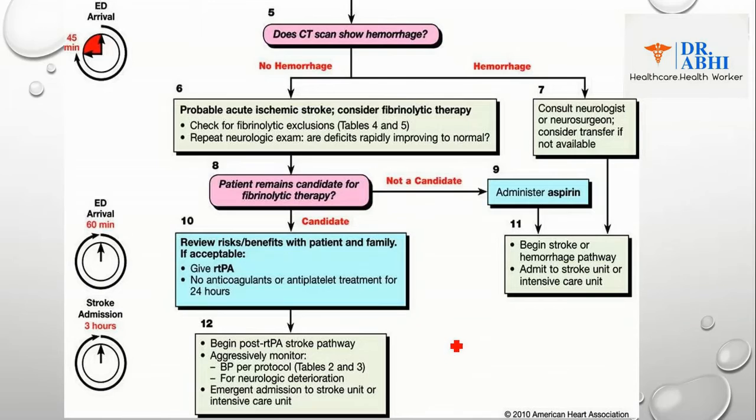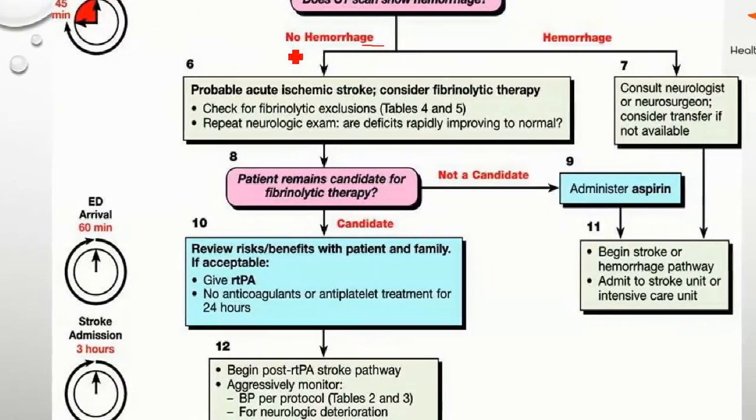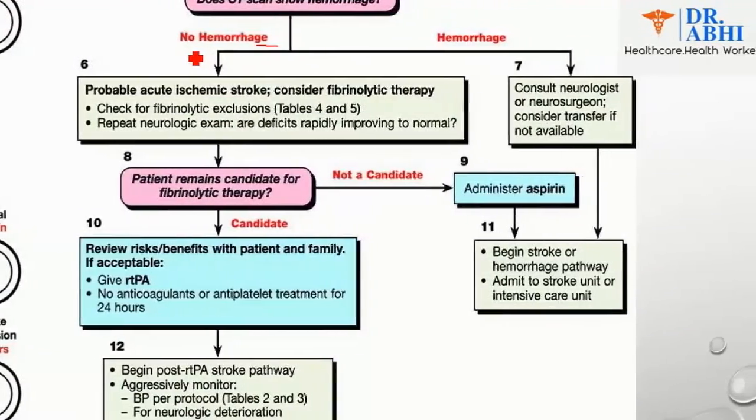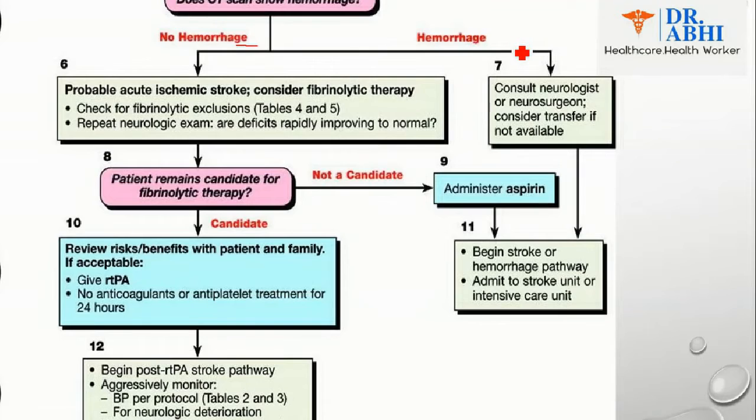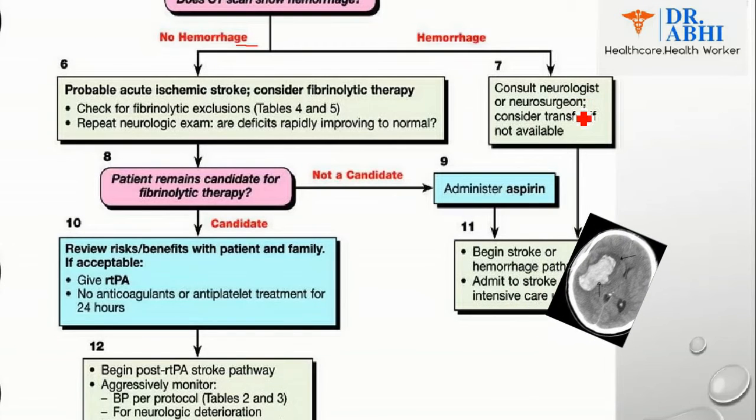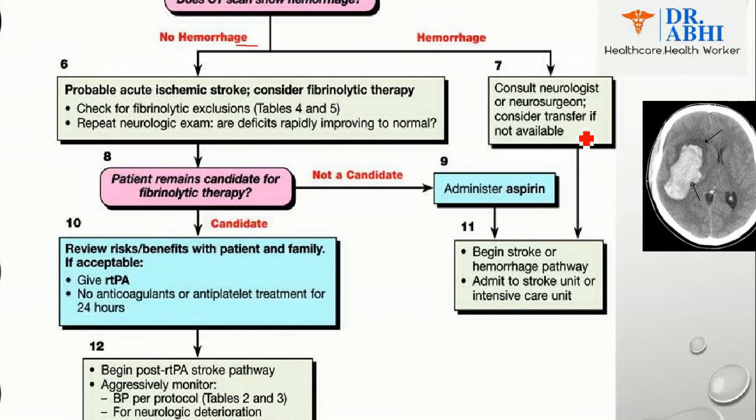By the time of all the examinations, we will definitely have our CT scan film with us. We have to judge whether it's a non-hemorrhagic stroke or a hemorrhagic stroke. If it is a hemorrhagic stroke, then we have to consult the neurologist or the neurosurgeon and consider transfer if not available. For a bleed of more than 35 ml, we have to operate. If not, we manage them with conservative management in the stroke unit.